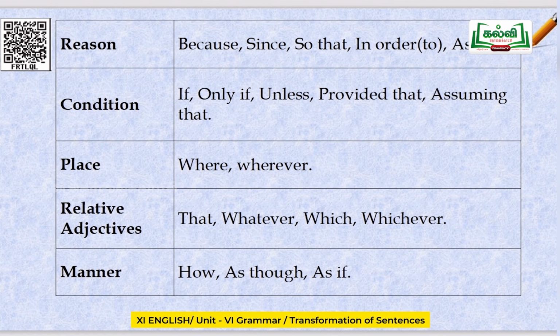Subordinating conjunctions of condition: if, only if, unless, provided that, assuming that, etc. Subordinating conjunctions for place: where, wherever. And of relative adjectives: that, whatever, which, whichever. Conjunctions of manner, adverbial clause of manner: how, as though, as if.